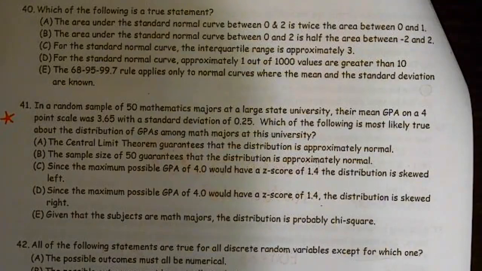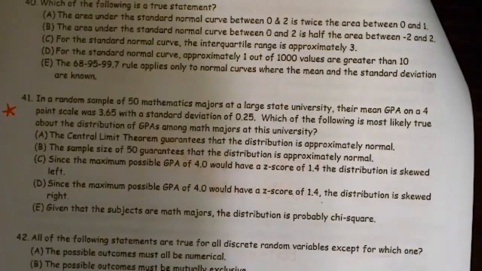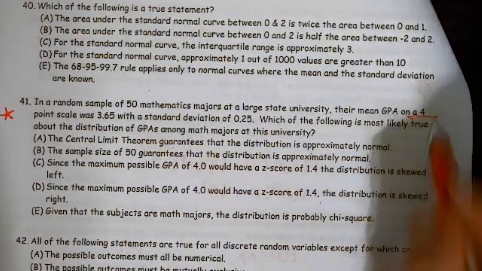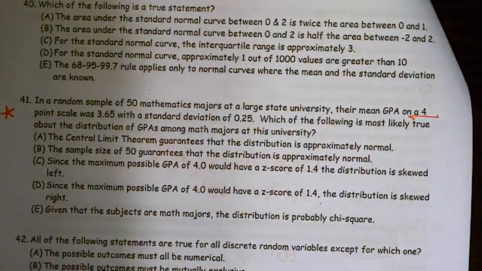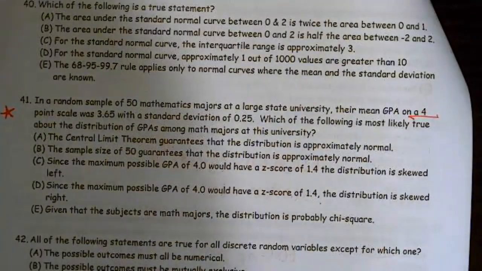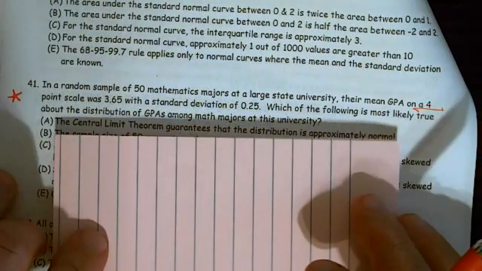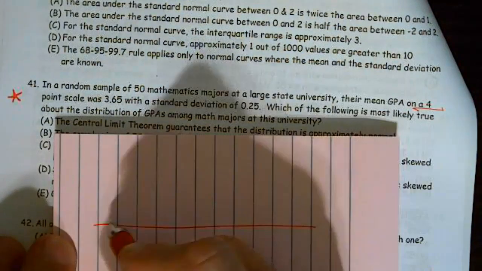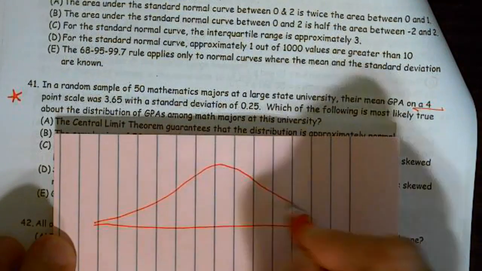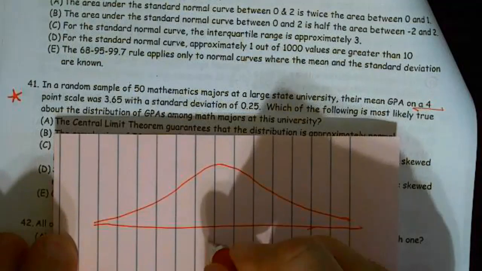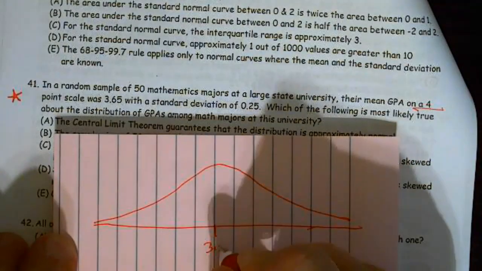In a random sample of 50 mathematics majors at a large state university, their mean GPA on a 4-point scale was 3.6. So basically, we're at a university where the max score is a 4, with a standard deviation of 0.25. Which of the following is most likely true about the GPAs among math majors? Let's go ahead and draw a picture. They're not talking about the mean of everybody's GPA, they're just saying, what's a typical GPA? They said it's centered at 3.6.